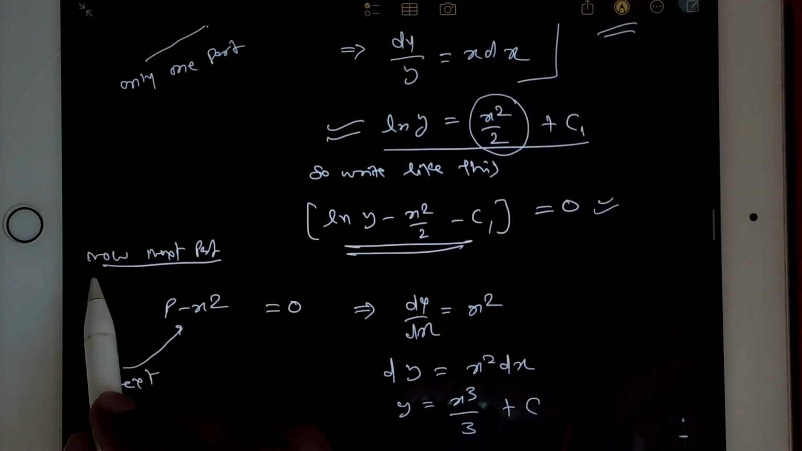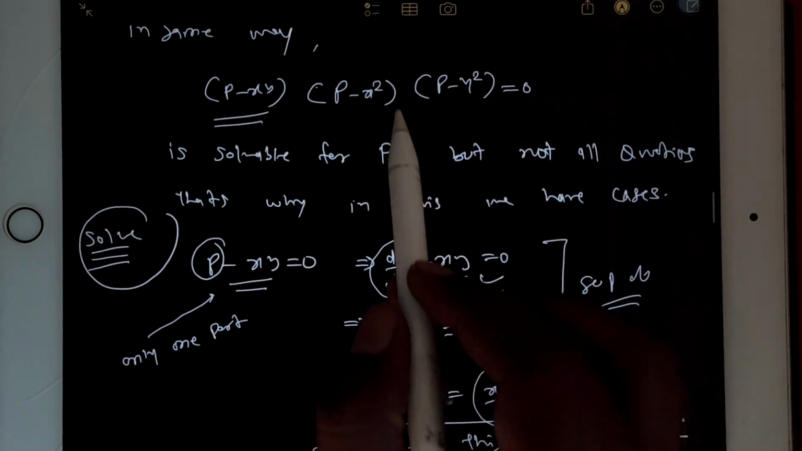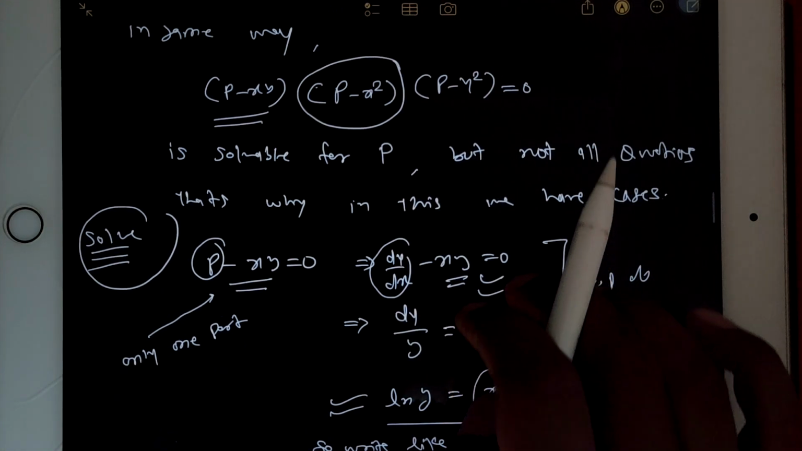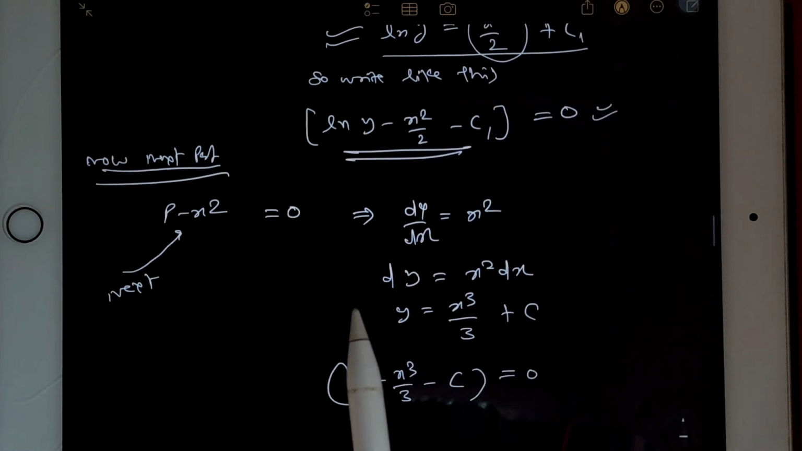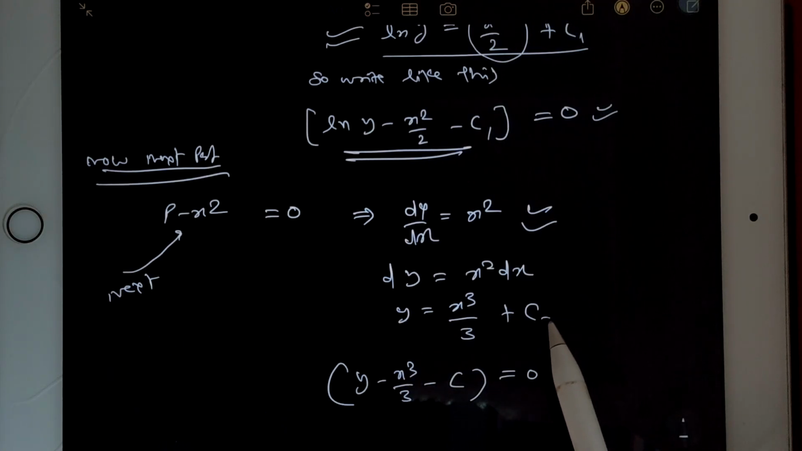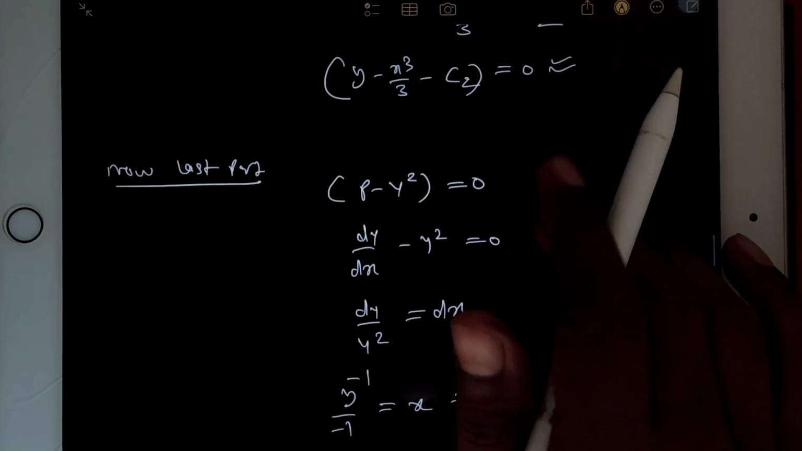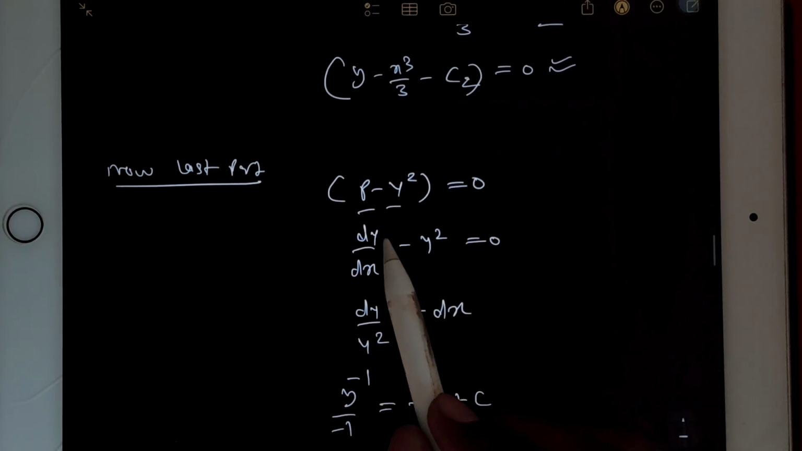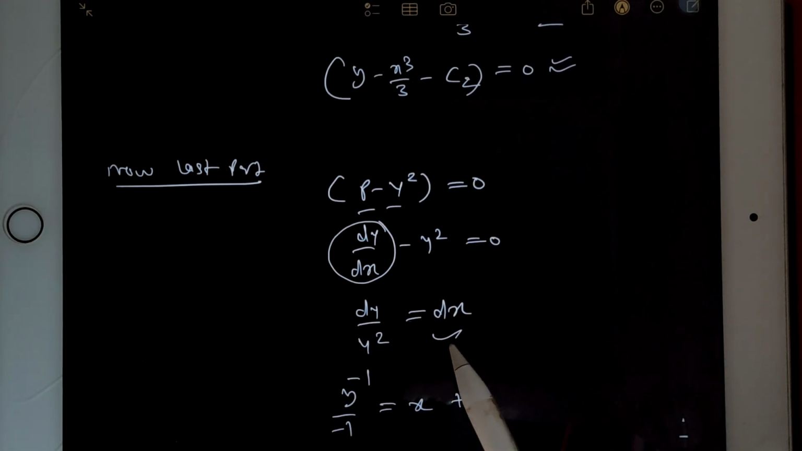Now you have to solve the second part. Second part means this part, p minus x square. In the second part, you try by yourself everything. Again you separate the variables and you will be solving. You put here c2 constant. You got this. Now in the third part you put p minus y square is equal to 0, p replaced with dy by dx, and again separate the variables.